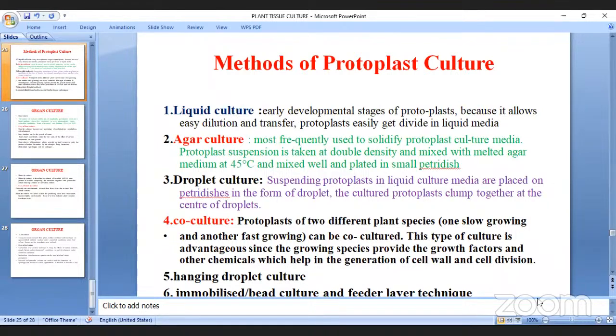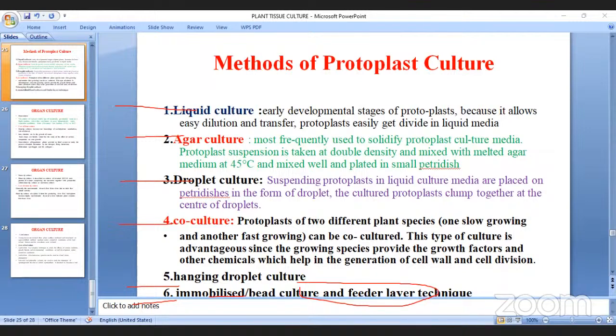Let's see the methods of plant tissue culture. Methods of protoplast culture. Liquid culture we can use. Agar culture also use. Droplet culture, co-culture, hanging droplet culture, immobilized and bead culture, and feeder layer technique. These are all utilized for the culturing methods.